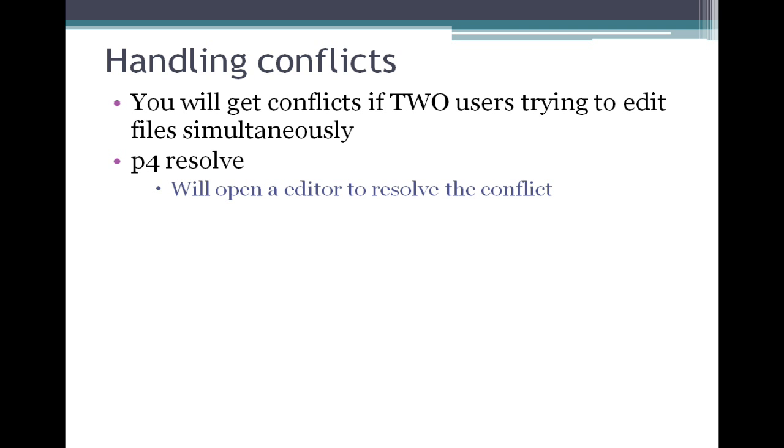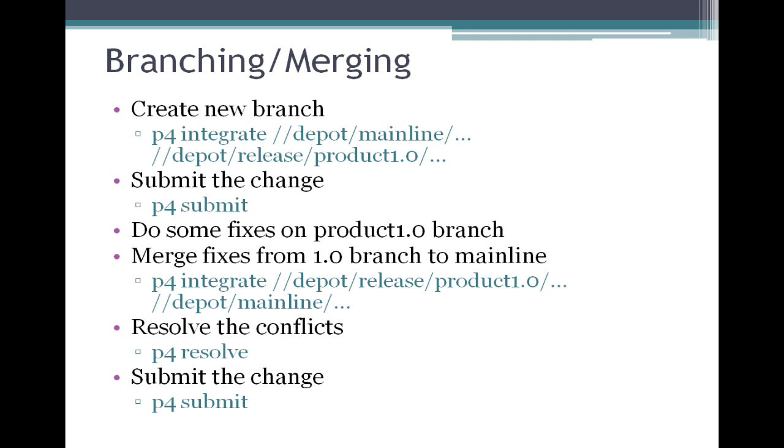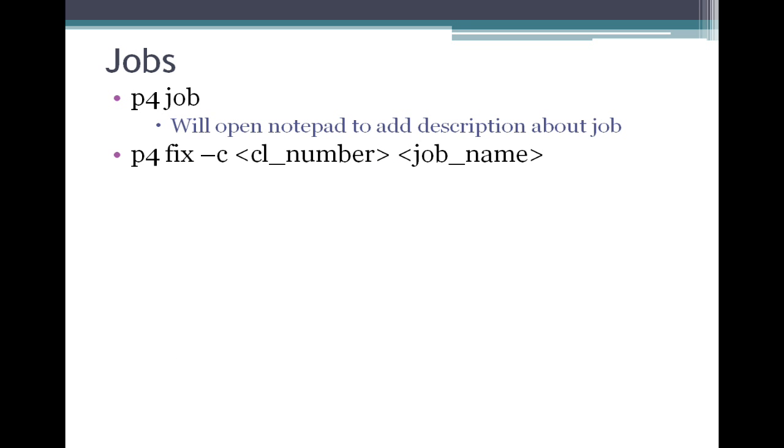Handling conflicts. You'll get a conflict when two users are simultaneously working on the same file. You'll use P4 resolve or the UI tool, which is actually P4 resolve only. Okay, so branching and merging. We use branches to maintain the different releases of the product. If they want to fix something, they can go to the release branch, fix it and come back.